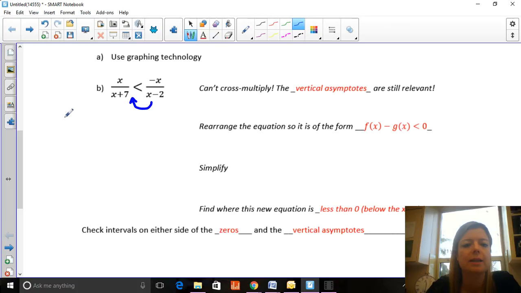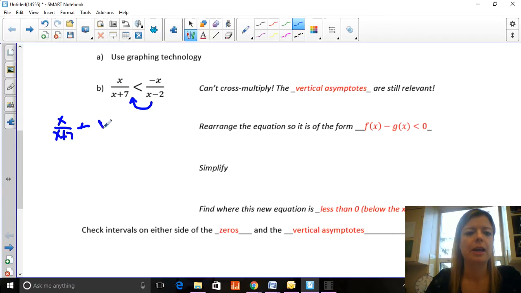so they're all on one side together. So you're going to have x over x plus 7 plus, once you move it over, because this is a minus here, plus x over x minus 2 is less than 0. You want to arrange it so everything is on one side and you have 0 on the other side of the inequality.